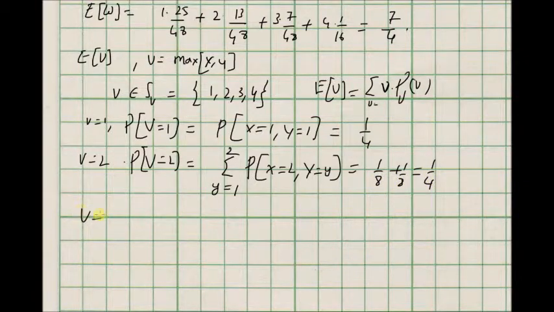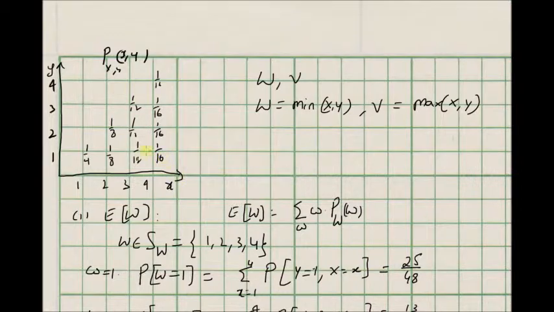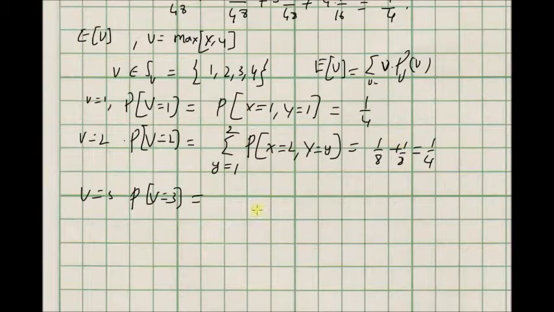And similarly for v equal to 3, we have probability of v equal to 3 is equal to the probabilities, that is for v equal to 3 we want to add up the probabilities along this line, that is for x equal to 3, because for these 3 points we will get value of v equal to 3, because max of 3 comma 1 is 3, similarly 3 comma 2 is 3, and also 3 comma 3 is 3. So the summation is the probability of v equal to 3, which is 3 times 1 by 12, is equal to 1 by 4.